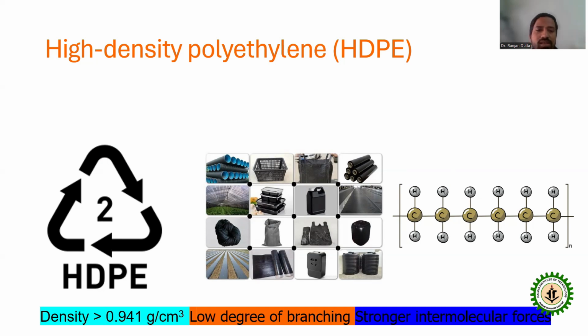Now, high density polyethylene, in short known as HDPE, is defined by a density always greater than 0.941 gram per centimeter cube. It features a low degree of branching and stronger intermolecular forces, because it contains a lower degree of branching, so intermolecular forces will be more. It is designated by this triangular loop symbol with the number 2 inside, which means high density polyethylene can be easily recycled. And here are some materials which are made from high density polyethylene.